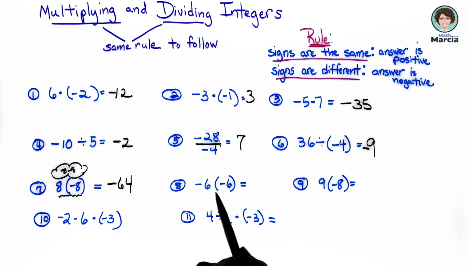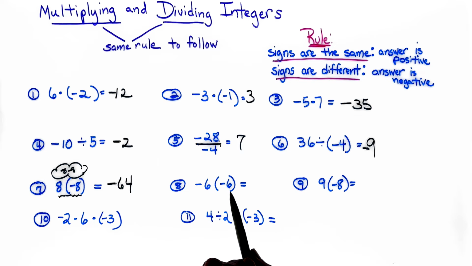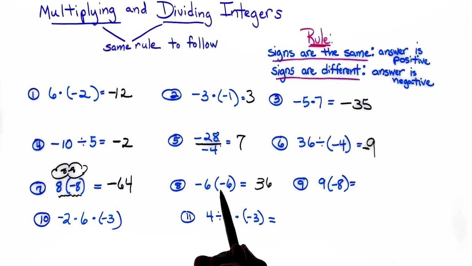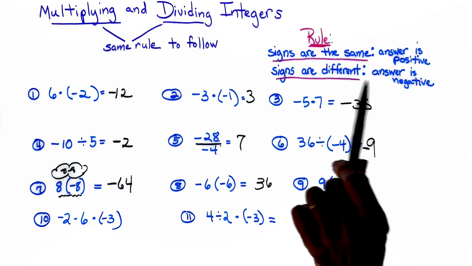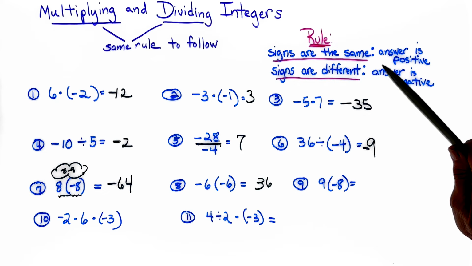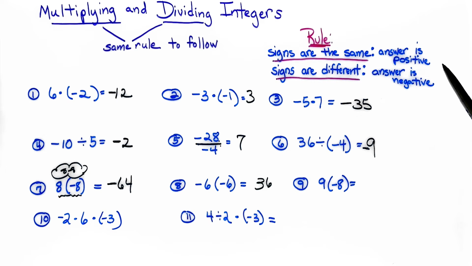For this one, again, it's a multiplication problem. So negative 6 times a negative 6. Well, we know 6 times 6 is 36. And since they're both negative, the answer is positive. Looking at our rules, remember, it doesn't matter what the signs are. If they are the same, the answer is positive.